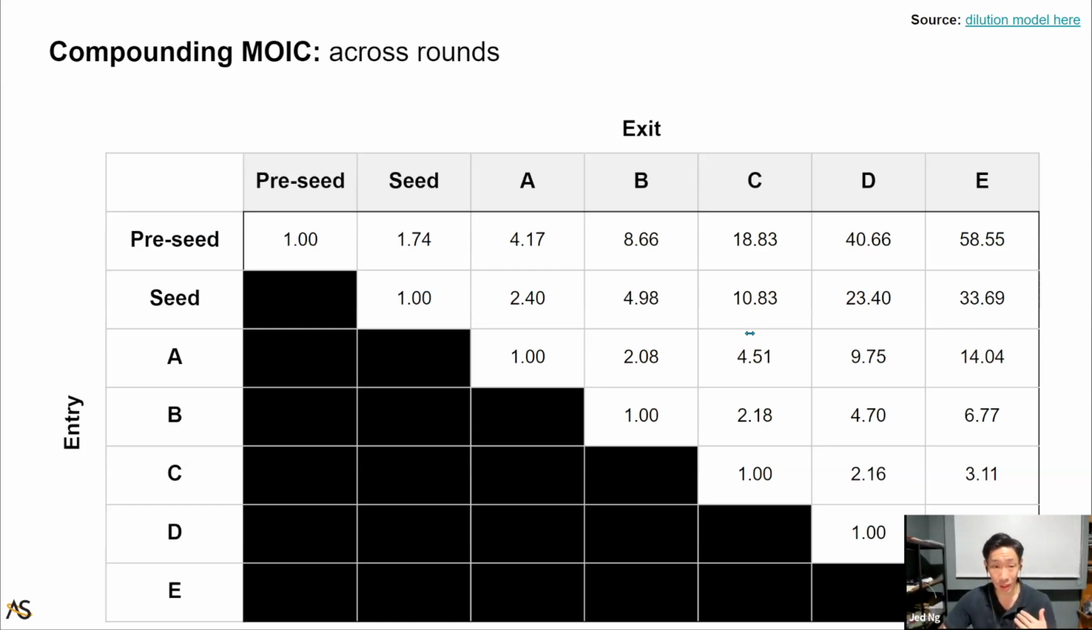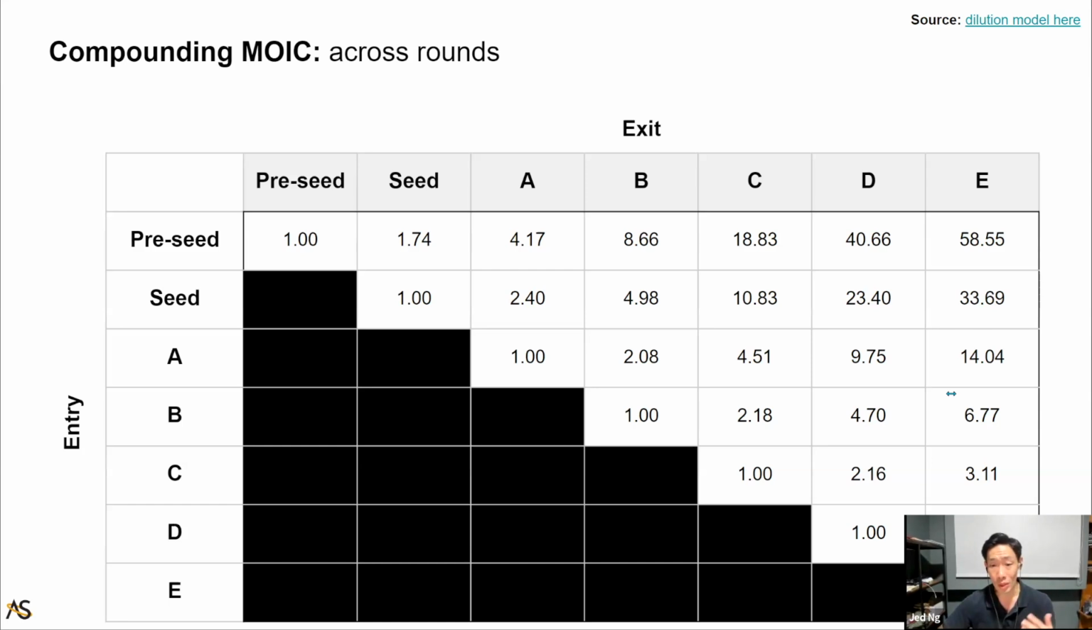Okay, I put this together because we want to show you the effect of compounding MOIC, which is what happens when you invest in a particular stage and you hold on across multiple rounds. You get maybe 1.5x MOIC here, 2x MOIC there, and those numbers seem small, but when you hold it across multiple rounds, there's a compounding effect, right? Because you multiply all of those numbers.